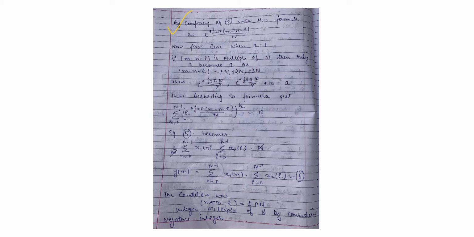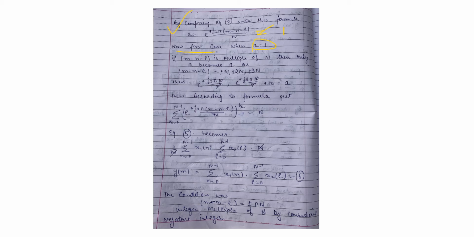Summation k is from 0 to N minus 1, e raised to power k. This whole part is equal to a. Means e raised to power j 2 pi (m minus n minus L) upon N is a, and summation of a raised to power k is equal to N for a equal to 1. Here a is equal to e raised to power j 2 pi (m minus n minus L) upon N. Now consider the first case when a is equal to 1. When this part is equal to 1, then we write the whole summation equals to N.